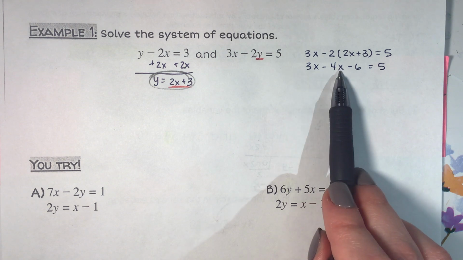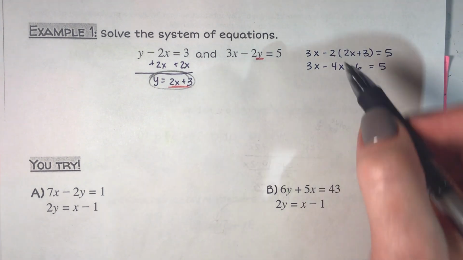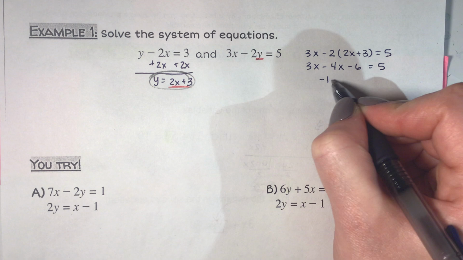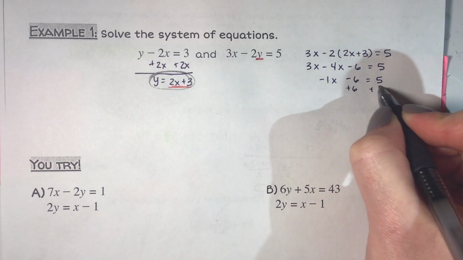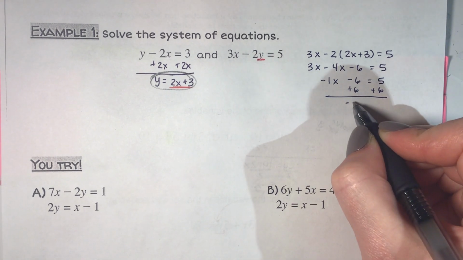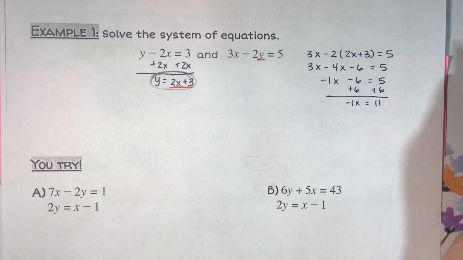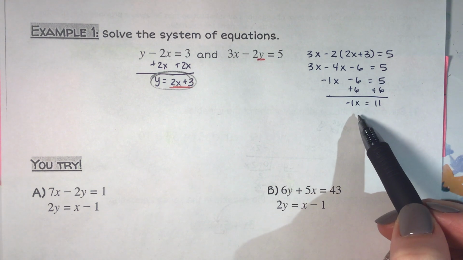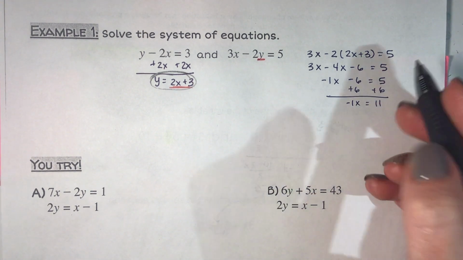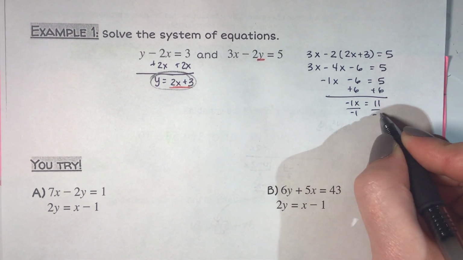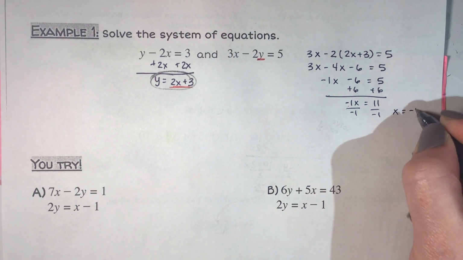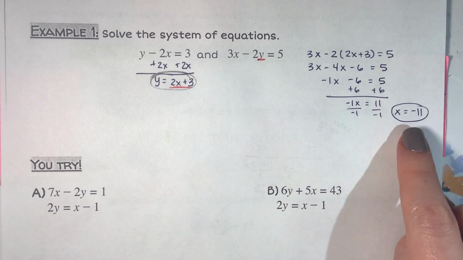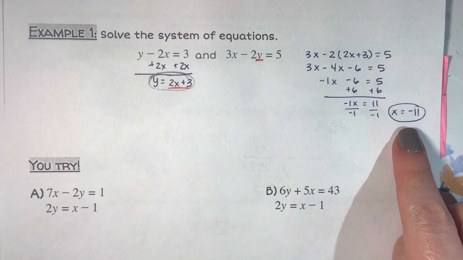Well, 3x minus 4x, I can combine those terms. So that's going to be negative 1x minus 6 is equal to 5. Add 6 to both sides. Now I have negative 1x is equal to 11. To get rid of this negative 1, I need to divide both sides by negative 1, not add 1, because this means multiplication. The opposite of multiplication is division. So now I've got x is equal to negative 11. Awesome. I'm halfway done with my problem now.